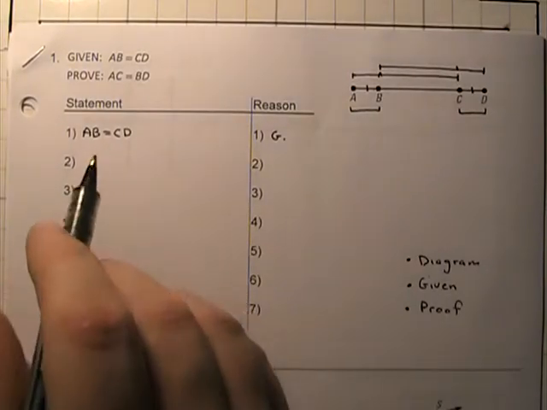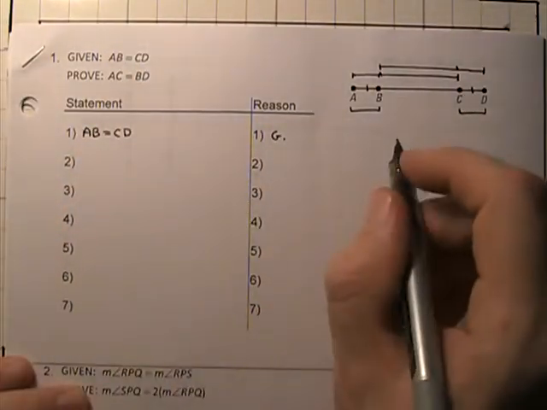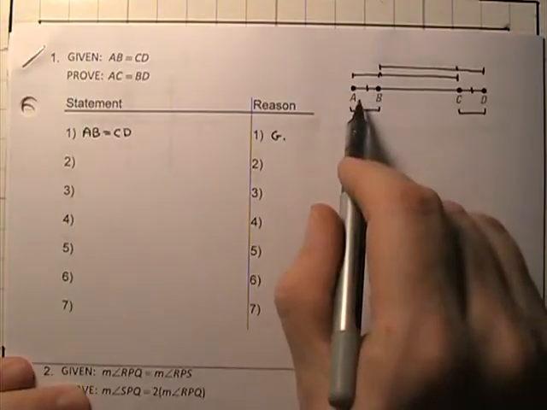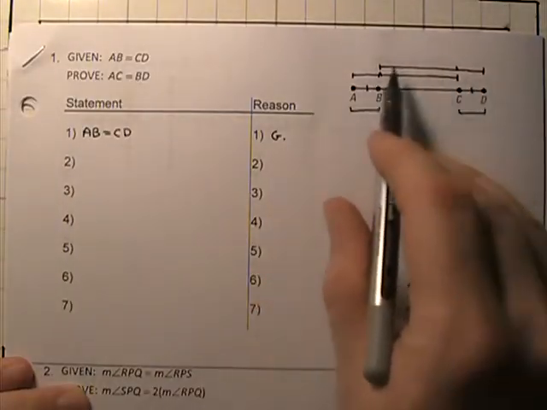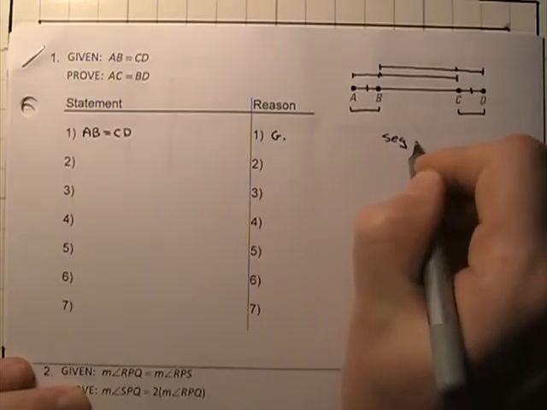Okay, now we've got to figure out some way to go from given to prove. So I like to look at the given and think of some things that might come directly from this. Well, from the diagram, being a segment with several points, I might be thinking the segment addition postulate.